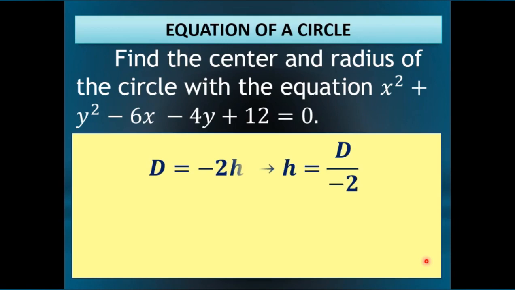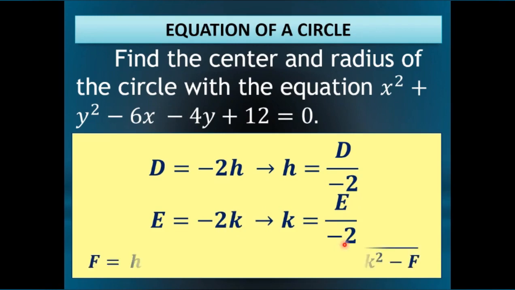Let us have another solution. Knowing again that our d is equal to negative 2h, we can use the formula h equals d over negative 2. Then for our e, we have negative 2k. We can take for our k, which is equal to e over negative 2. And lastly, f is equal to h squared plus k squared minus r squared, so we can find our r, which is equal to the square root of h squared plus k squared minus f.